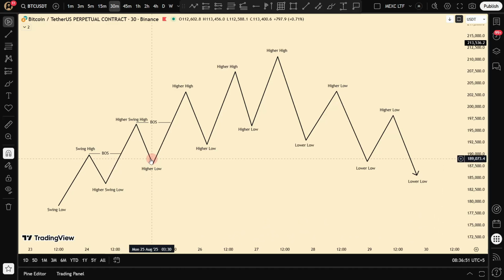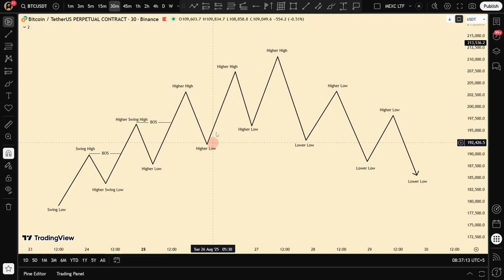Why? Because from this low came a higher high. Similarly, over here, from this low came a higher high. So this was our swing low. It was our higher low. It was our higher low. It was our higher low. Why? Because higher highs came from these lows.